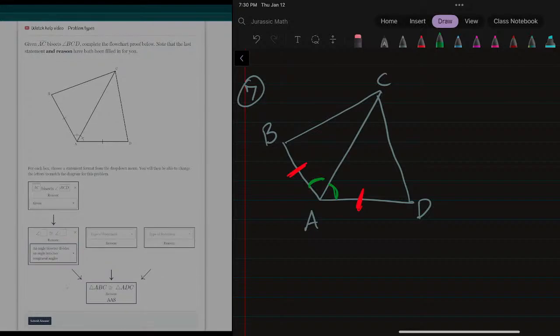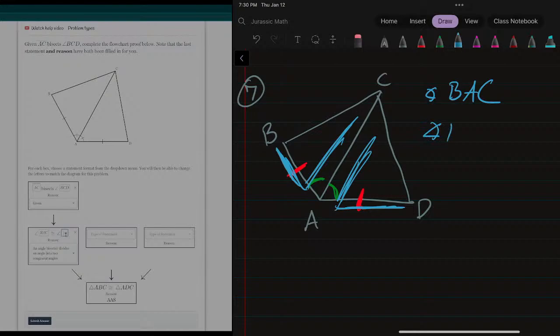Well, I'm going to go here to here. So that's angle BAC. And then we're going to do the same thing. We're going to start with the red side. So DAC. Angle DAC. There we go.